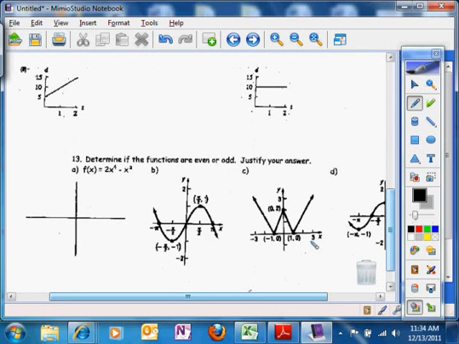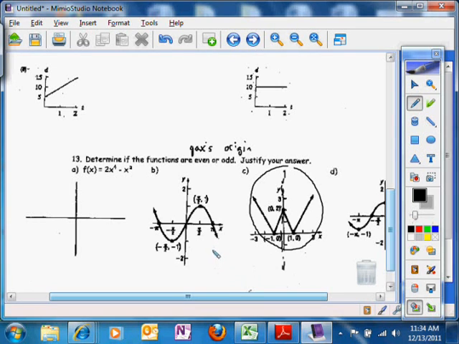13 talks about determine if the functions are even or odd. A function is even if it has y-axis symmetry, and it is odd if it has origin symmetry. Y-axis symmetry is pretty self-explanatory, like C, where y acts like the mirror image here, the mirror, and the left side of the function looks like the right side of the function. So C is an even function.